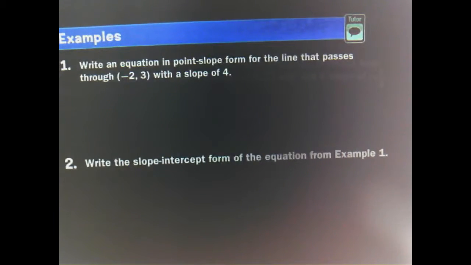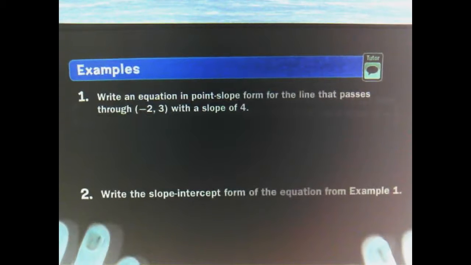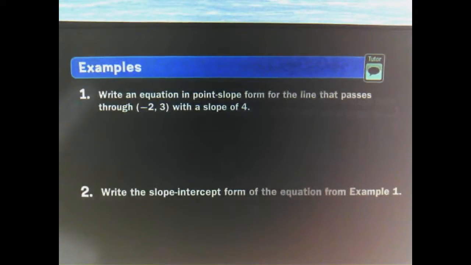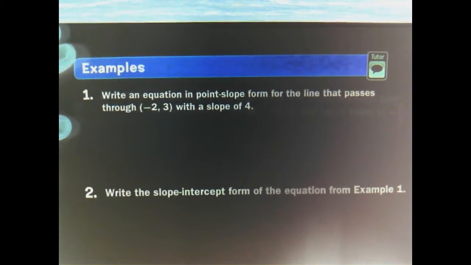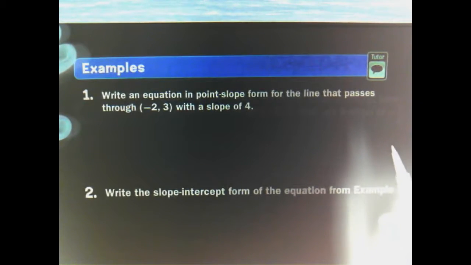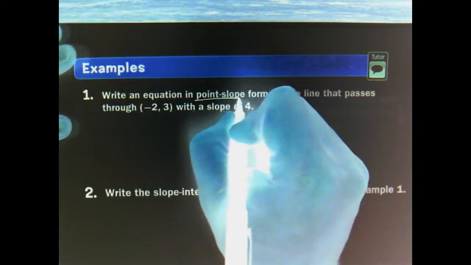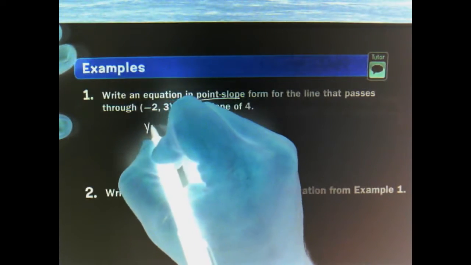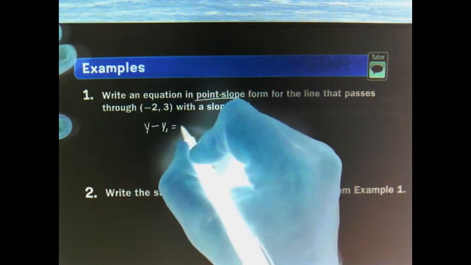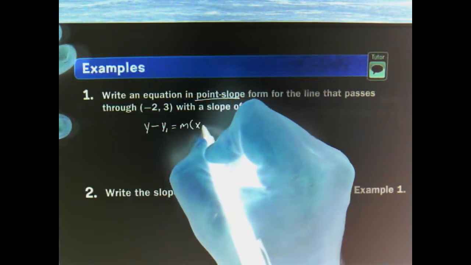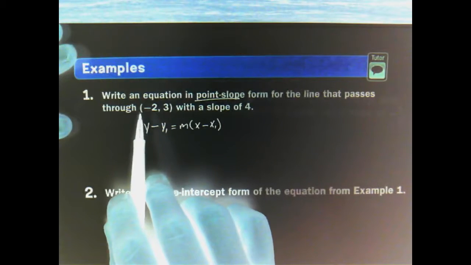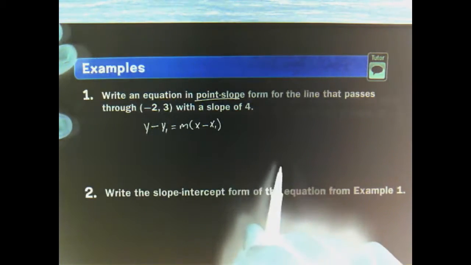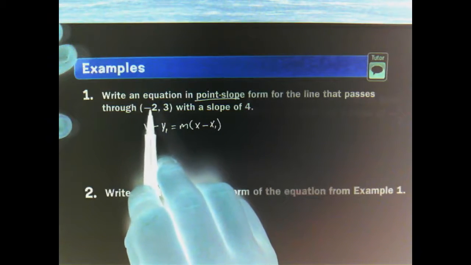So moving forward, let's take some examples and see how this works. Example number 1, write an equation in point-slope form for the line that passes through (-2, 3) with a slope of 4. So remember, I always like to write down the general form of the equation I'm using because it helps me remember what it is. So it's point-slope form, so that is y minus y sub 1 equals m times the quantity x minus x sub 1. Okay? So really, all I have to do is piece out what they've given me and plug it in. So I'm given the point (-2, 3).